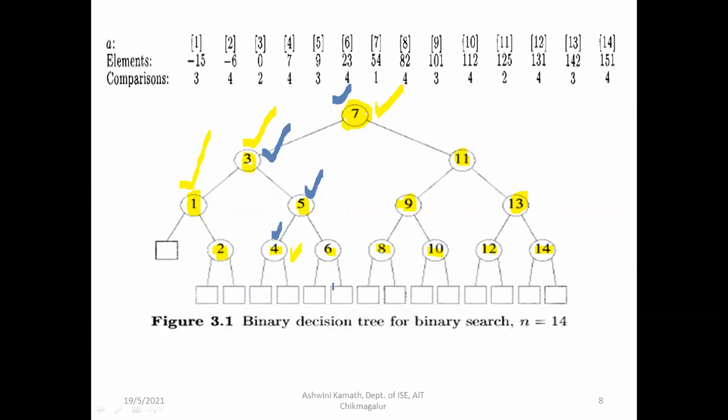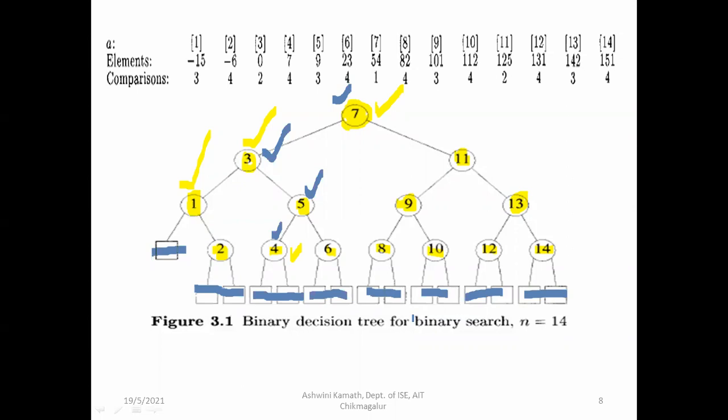If your search ends at the square nodes, 15 square nodes we have. If your search ends at one of these positions, then it is an unsuccessful search. You can notice that the maximum number of comparisons for any one element will be 4.